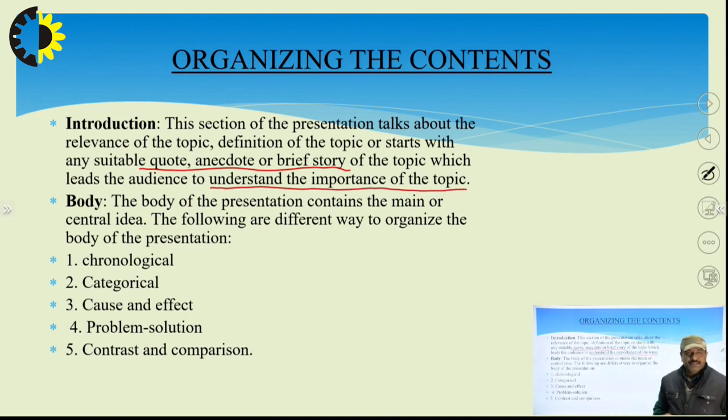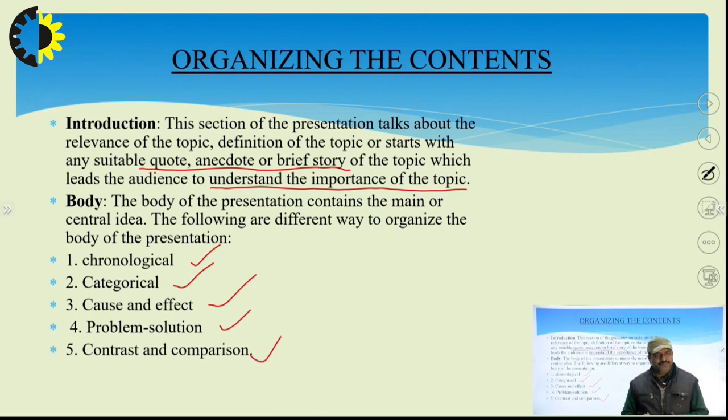Now the body part. The body of the presentation contains the main or central idea, and the following are different ways to organize the body of the presentation. These are the different ways: chronological, categorical, cause and effect, problem solution, contrast and comparison.